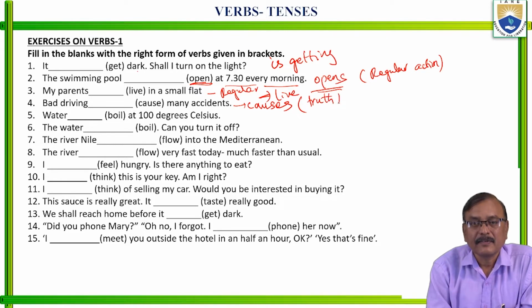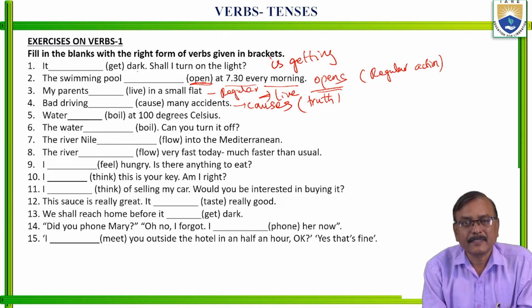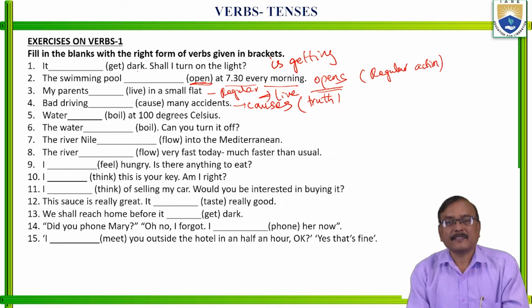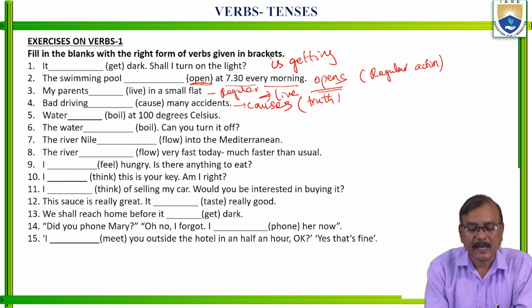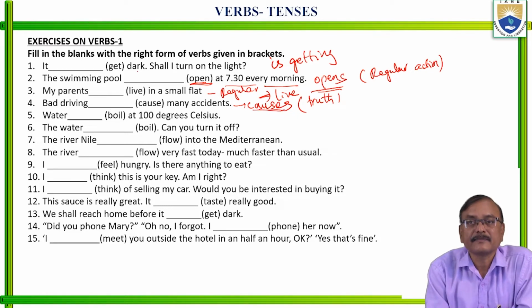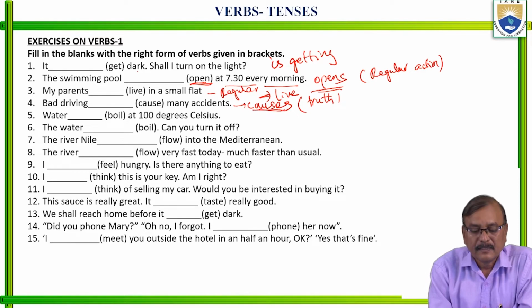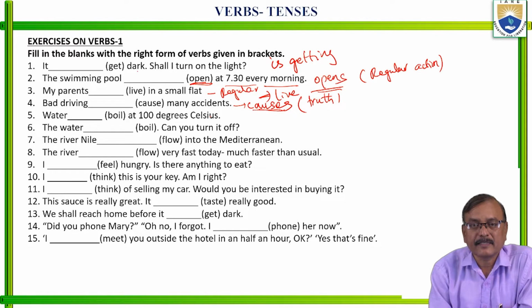Is it clear? For general truths or scientific truths or universal truths, habits, customs, traditions, which are recurrent, we go with the simple present tense, that is do form or does form. Bad driving causes. Bad driving is third person singular, so here it is does form. Causes. Next. Water dash boil at 100 degrees Celsius.